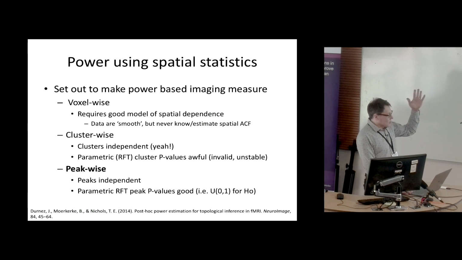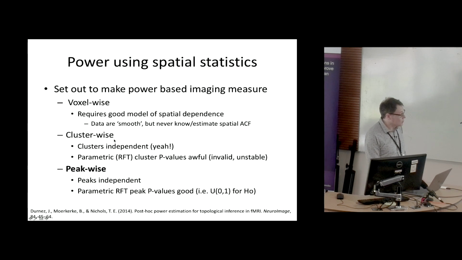So, I'm sorry, that's just the story I just told you, that she tried all these things and we ended up with peak-wise. I should also say, it would be nice to do voxel-wise power, but accounting for the spatial aspects would require a detailed model of the spatial correlation, which again, we have a working model of using random field theory, but we know it's not accurate. Again, that's something we learned in the cluster failure work.